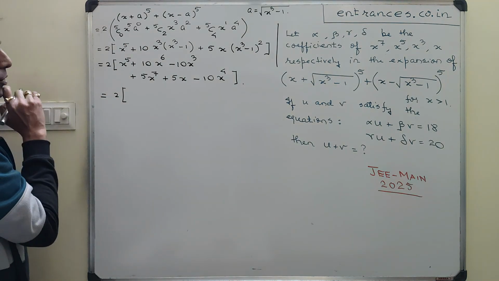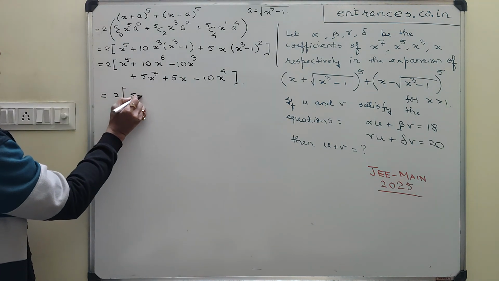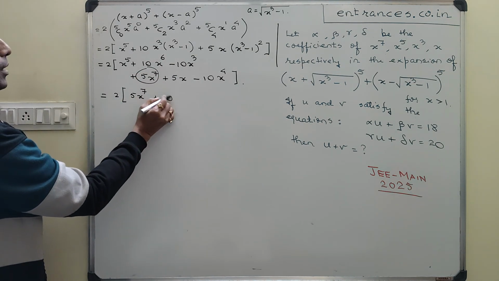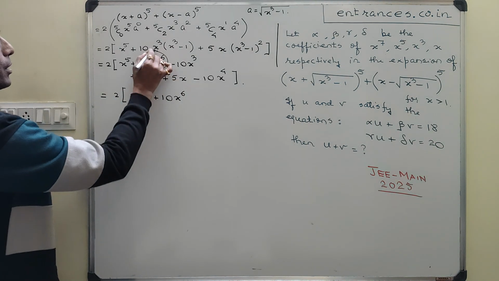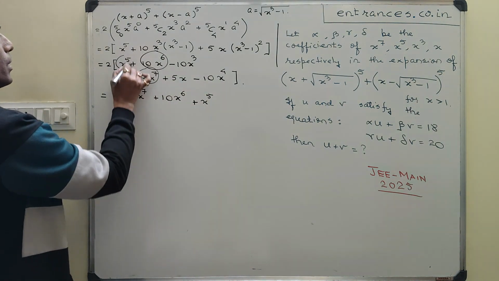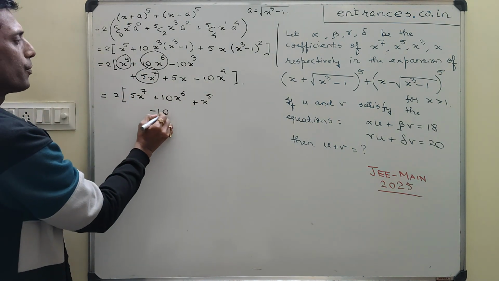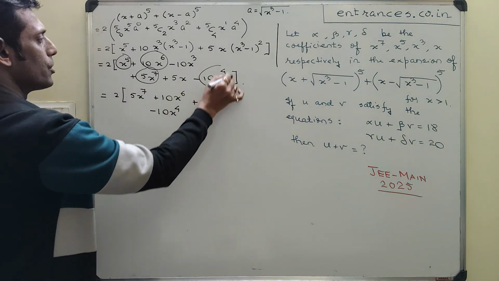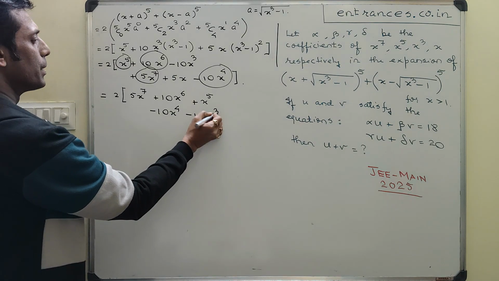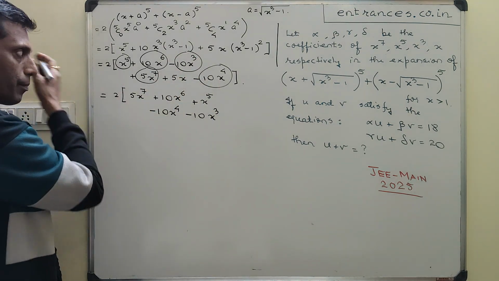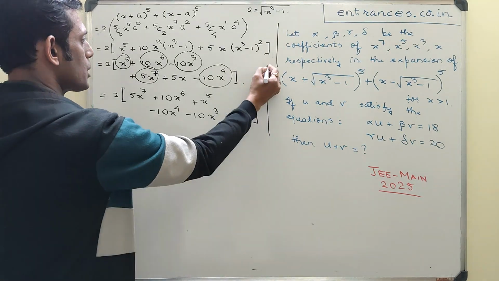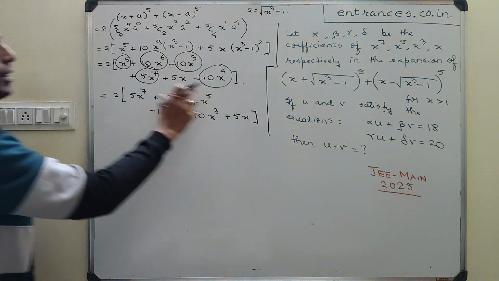So that means we are going to have 5x power 7 taken. Then 10x power 6 will be taken. Then power 5 is taken. Then minus 10x power 4 is gone. Possibly x cube, minus 10x cube, and plus 5x. This is what the expansion of this entire thing looks like.